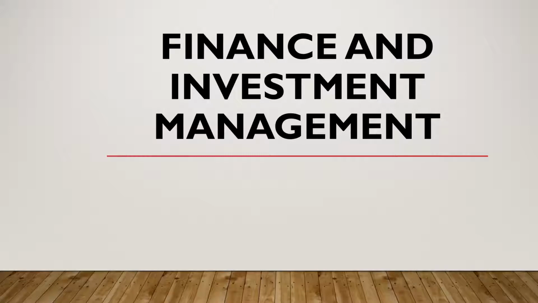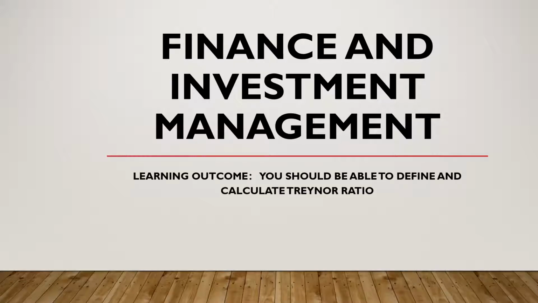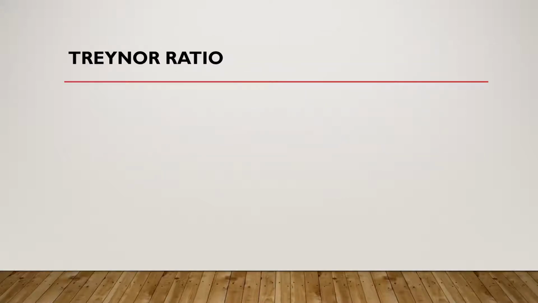Today we are going to talk about another risk-adjusted performance measure, and by the end of this lecture you should be able to define and calculate what is a Treynor ratio. Now the Treynor ratio was first proposed by a person called Jack Treynor in the year 1965.